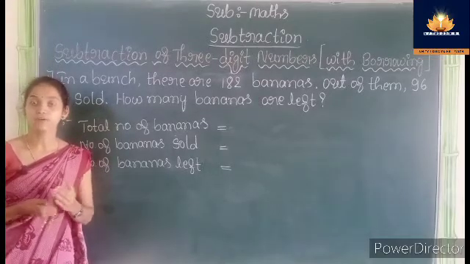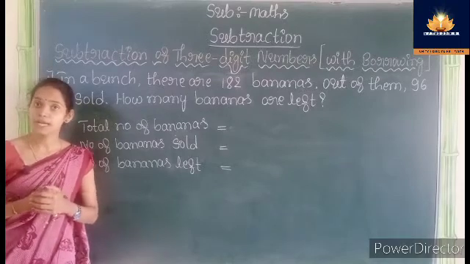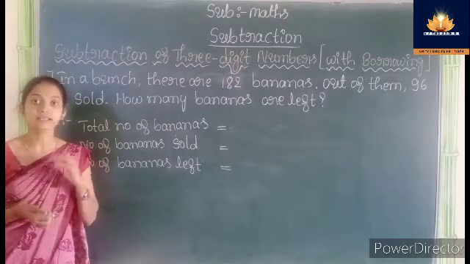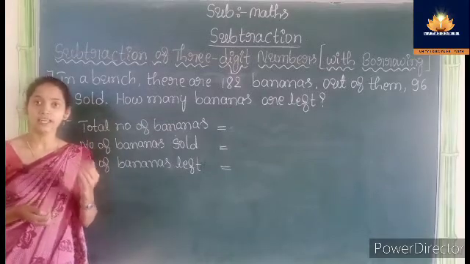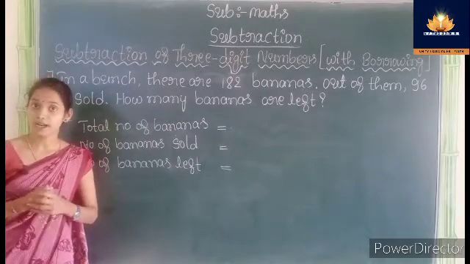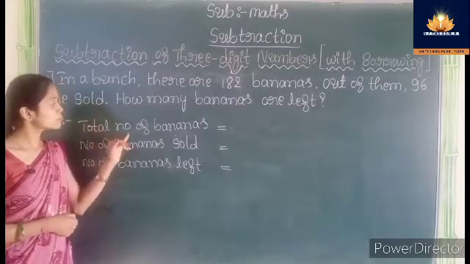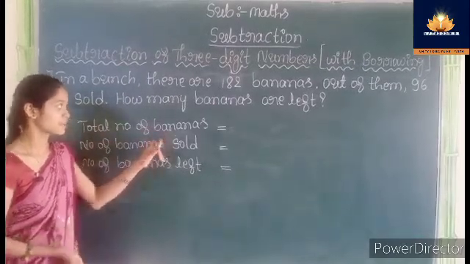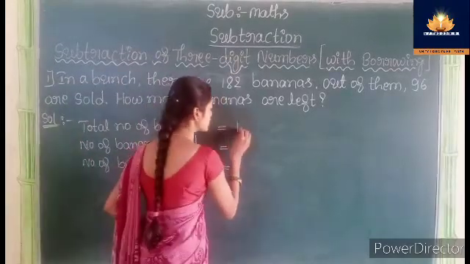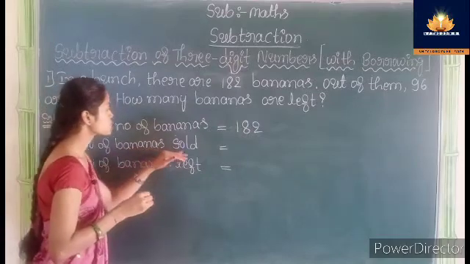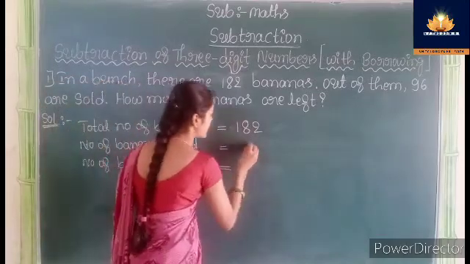For that we have to subtract number of bananas sold from total number of bananas in that bunch. Then we get the number of bananas left in that bunch. Okay, total number of bananas, that is 182. Number of bananas sold, that is 96.